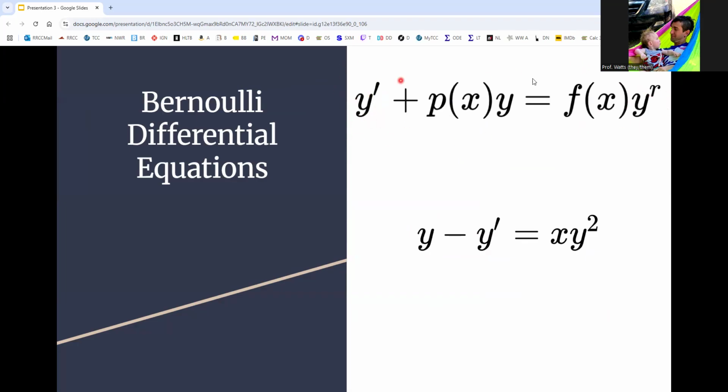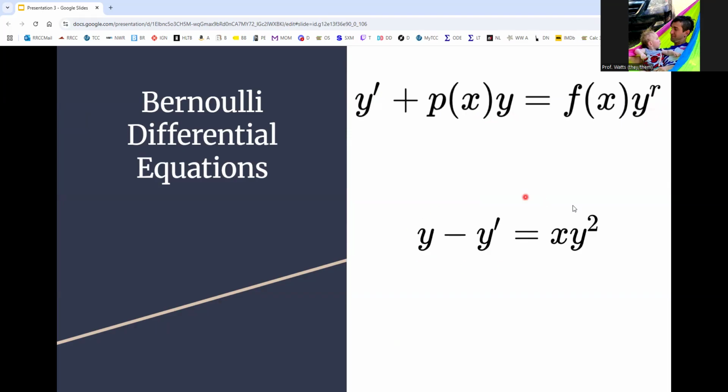Now, this looks a lot like our general form of our first-order linear differential equations. And what sets it apart is this additional y to the r factor here on the right side. So rather than the forcing function just being a function of x, you have y to some power. And that r is anything other than 0 or 1. If it's 1, you could combine it and it's linear or homogeneous. And if it's 0, then y to the 0 is 1 and it becomes linear non-homogeneous. But it can be negative or a non-integer value.